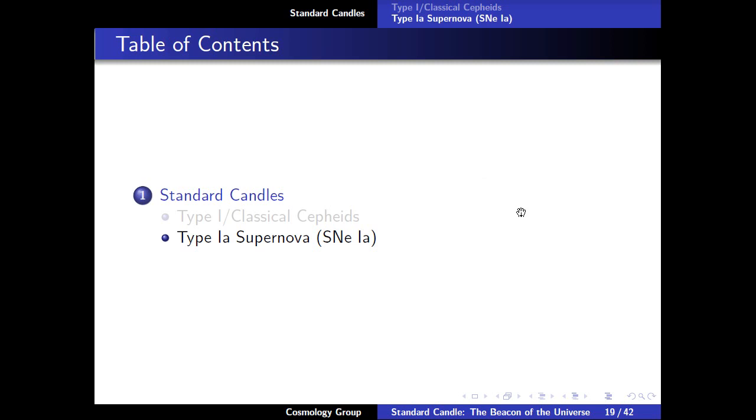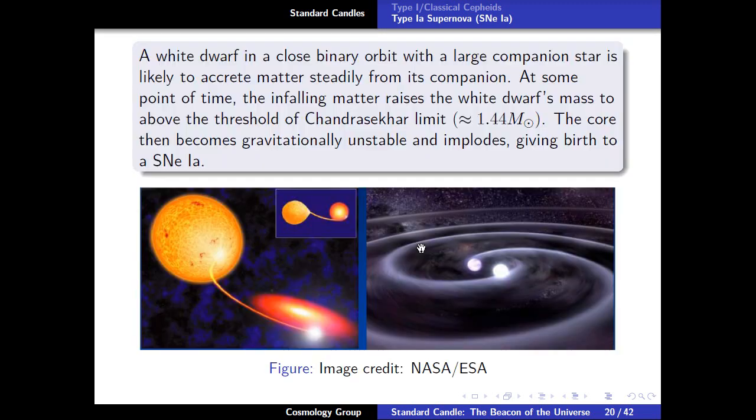Now, what we do is we study about this type 1a supernova, also denoted by SNe Ia. A white dwarf in a close binary orbit with a large companion star is likely to accrete matter steadily from its companion, which is shown on the left hand side of this figure. At some point, the infalling matter raises the white dwarf's mass above the threshold of the Chandrasekhar limit, given by 1.44 times the solar mass, and the core then becomes gravitationally unstable and implodes, giving birth to a type 1a supernova.